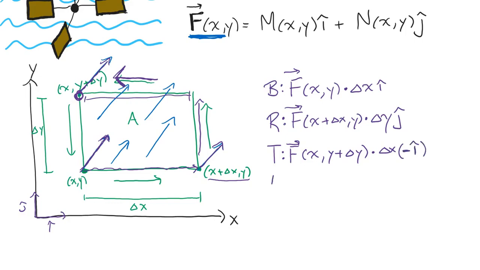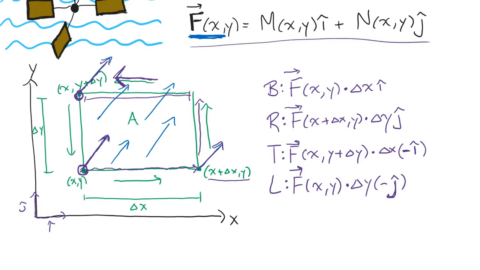And lastly, along the left-hand side, we'll have f of, well, now we can use this point again because that is touching that side. So we have f of x comma y, and then this is dotted with delta y because we've traveled that distance downward, and then times our minus j hat because we're moving down. Well, we can actually compute these dot products because we know what f is equal to.